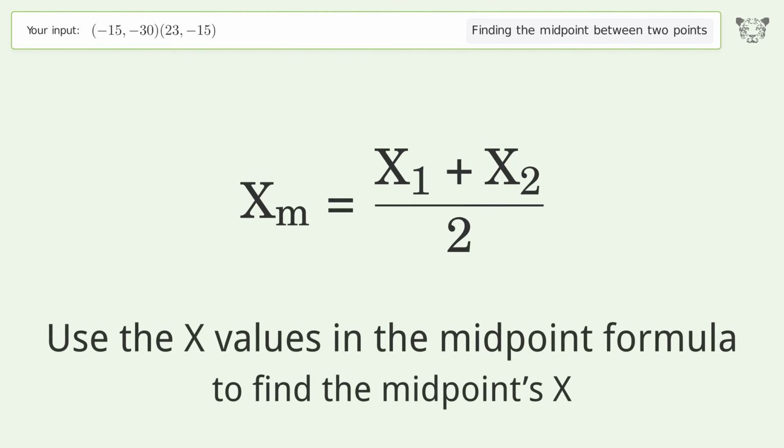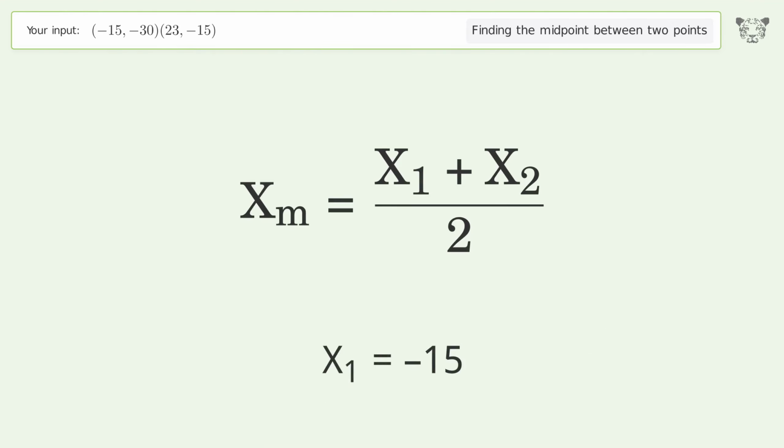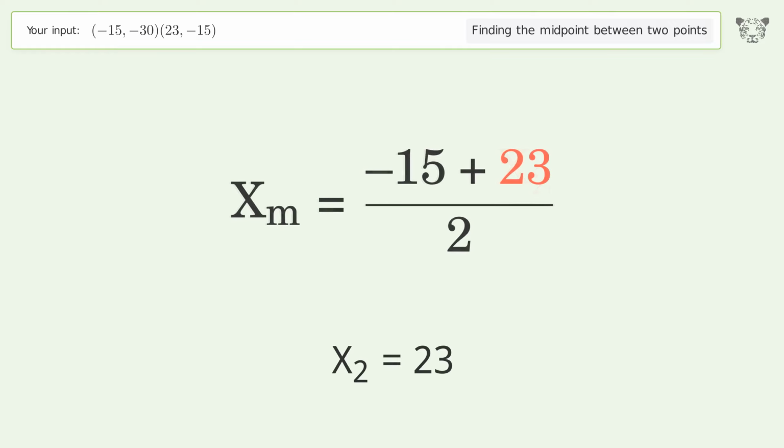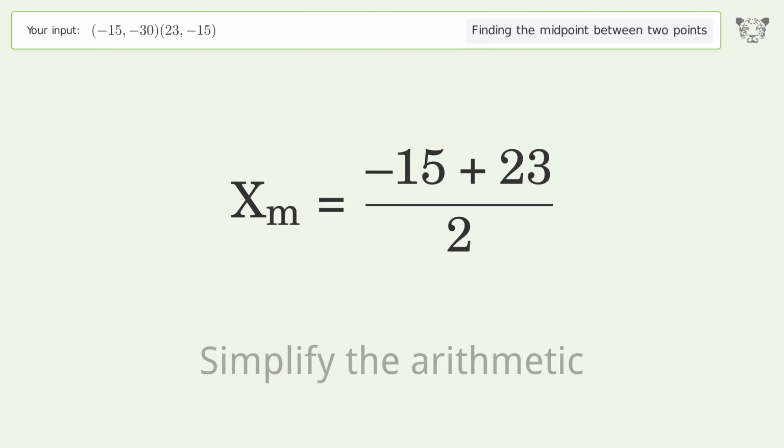Use the x values in the midpoint formula to find the midpoint's x. x1 equals negative 15. x2 equals 23. Simplify the arithmetic.